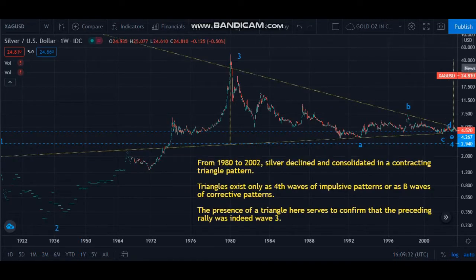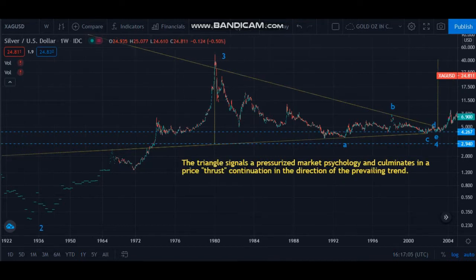From 1980 to 2002, silver declined and consolidated in a contracting triangle pattern. Triangles exist only as fourth waves of impulsive patterns or as B waves of corrective patterns. The presence of a triangle here serves to confirm that the preceding rally was indeed Wave 3.